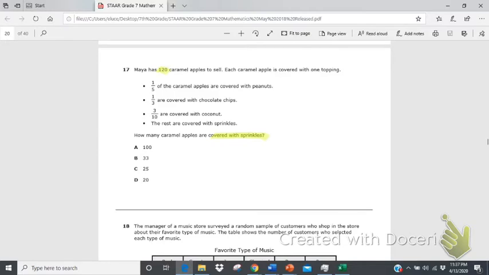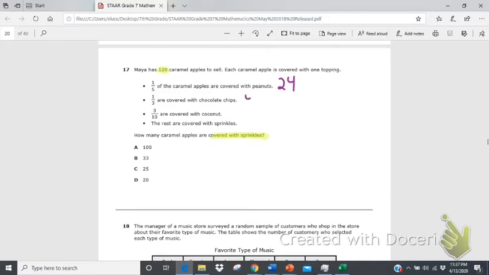Alrighty, so here there's several ways of doing it. You could have found a common denominator and added them all up. But probably the easiest way in this situation, in my opinion anyways, is to find out what 1/5 of 120 is. You can convert 1/5 into a decimal, which is 2/10 or 0.2, or just multiply 1/5 times 120. Once you do that, you will establish that 1/5 of the caramel apples covered with peanuts means that there's 24.